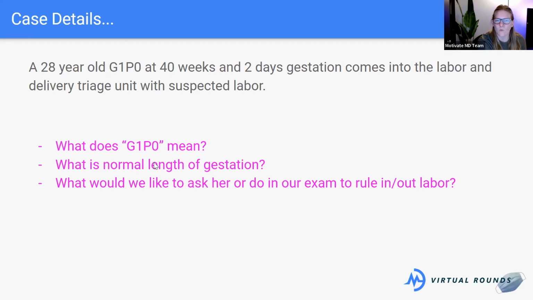And then what is the normal length of gestation? How long is a typical pregnancy? You can either put it in the chat or unmute, whatever you're comfortable with. Any guesses in weeks or months? 40 weeks. Perfect. Thank you so much. And then what would we like to ask her in taking our history, or what parts of the exam would we want to do in order to rule in or rule out that she's actually in labor? Any ideas?